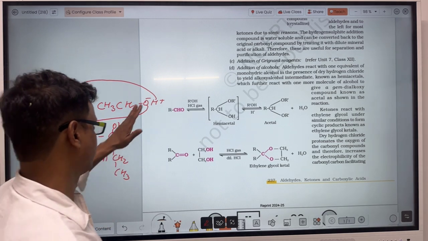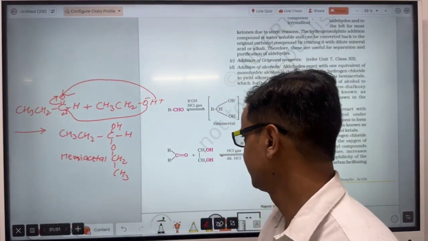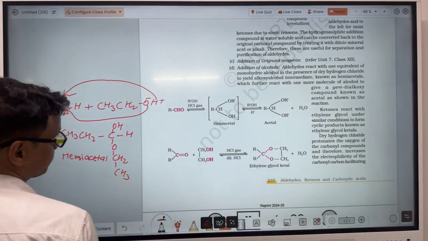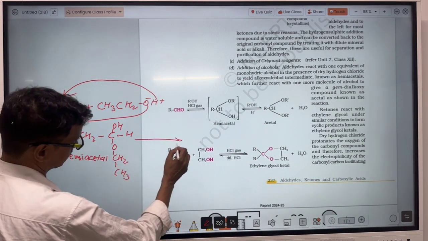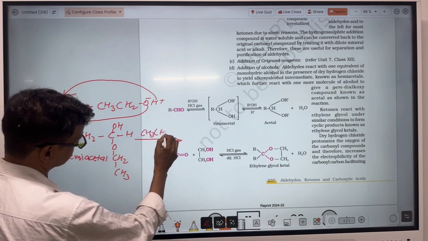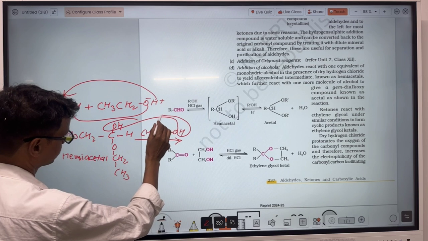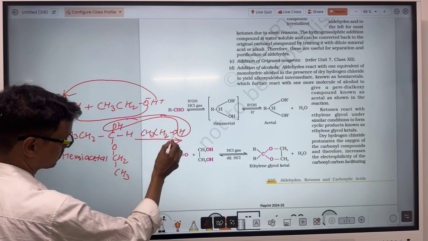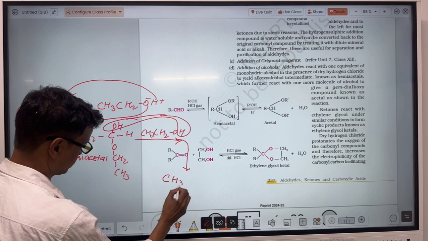So the aldehyde reacts with monohydric alcohol. Firstly there will be formation of hemiacetal, and then this hemiacetal again reacts with another alcohol molecule, then there will be a formation of water. This one will dissociate, and this oxygen will bond, and there will be a formation of acetal.